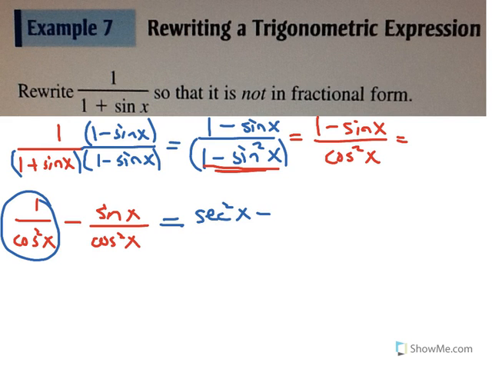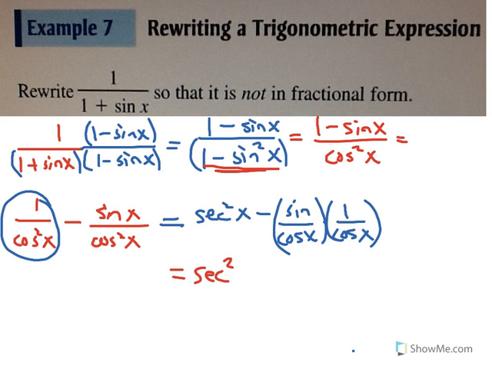But over here on the right, I have a sine x and a cosine squared, so if I split that up into two separate fractions by doing sine over cosine times 1 over cosine x, what that ends up giving me is that I can make the sine over cosine into a tangent, and 1 over cosine can now become a secant.